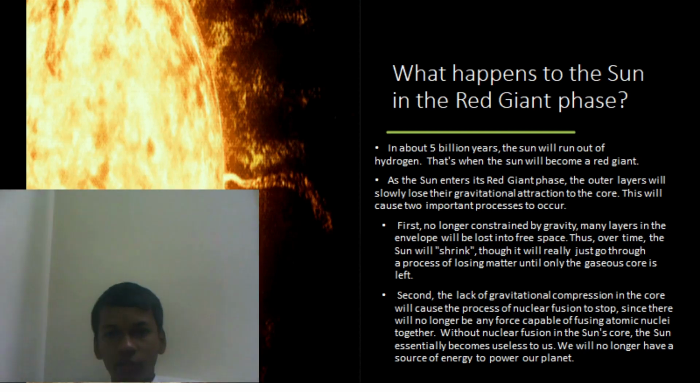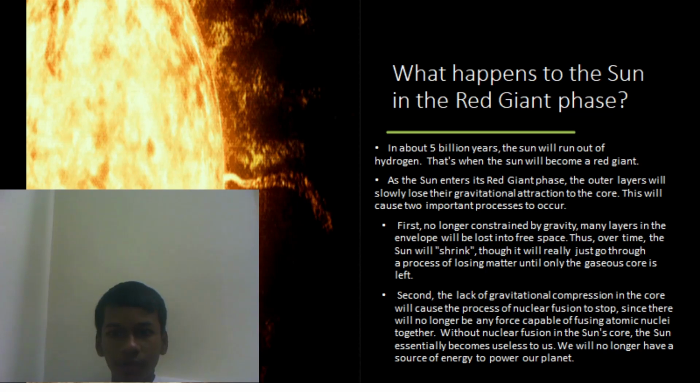What happens to the sun in the red giant phase? In about 5 billion years, the sun will run out of hydrogen. That's when the sun will become a red giant. As the sun enters its red giant phase, the outer layers will slowly lose their gravitational attraction to the core. This will cause two important processes to occur. First, no longer constrained by gravity, many layers in the envelope will be lost into free space.